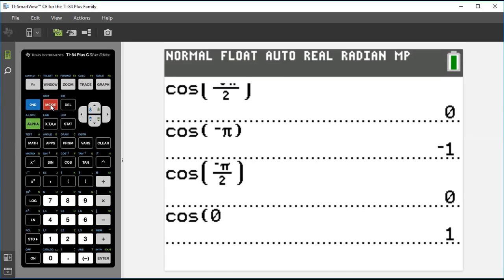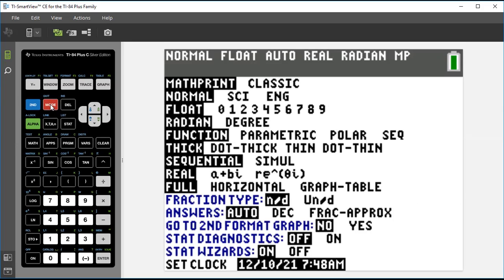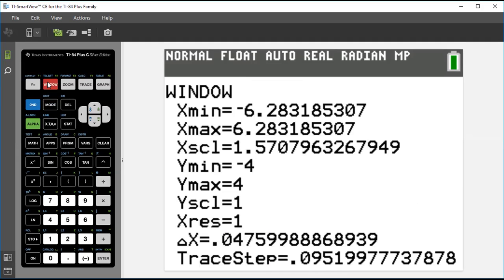So I'm going to do the same thing. I'm going to hit mode to make sure I'm in radians, which I am. I'm going to go to my window. And your window needs to be -2 pi to 2 pi still. The scale is going to be pi divided by 2. And then your min and max, you can either leave it like you had it for homework if you moved it from -6 to 6, or you can make it go -4 to 4 like your paper. And then you don't have to change anything else yet.